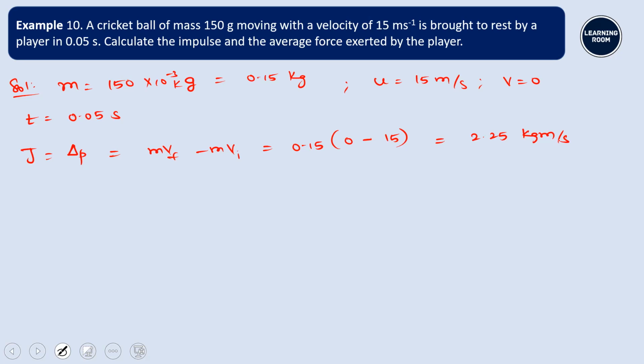Next is the average force. I can write it as impulse divided by time. So J is equal to F into delta T. So F will be equal to J divided by delta T. J is 2.25 divided by delta t, which is 0.05. So I can write it as 225 divided by 5. How much will be the answer? 50? Sorry. It's going to be 45. So it's 45.